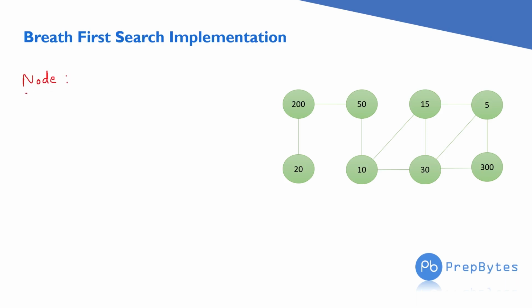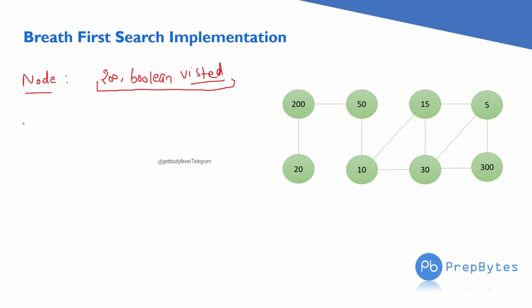So what does the node class contain? Node class will contain the value of the node, for example 200, and it will also contain a boolean variable that will specify whether the node is visited or not. So a boolean variable visited. So this node class will contain two things. Whenever you create a node, we have two values in that node: 200, that is the data of the node, and second, whether the node is visited or not.